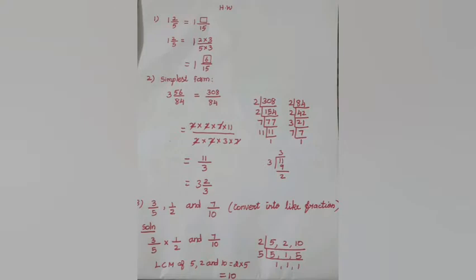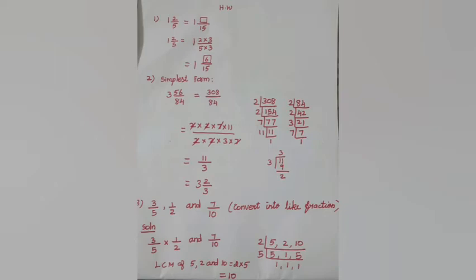First question, 1 2 by 5 is equal to something by 15. We want to find the numerator. The denominator is 15. Now 1 2 by 5, we can write the whole number as 1. That will not change. So now 5 3s are 15. The denominator is 15, which means 5 multiplied by 3, so the numerator also is multiplied by 3. So 2 3s are 6. That answer is 6.